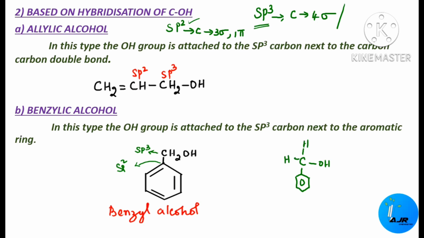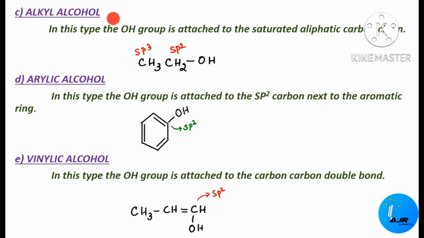Understood students? So all the bonds are sigma bonds, is it not? So this carbon is an sp3 carbon, this carbon is an sp3 carbon. In this type the OH group is attached to an sp3 carbon atom which is next to the aromatic ring. If this is the category, then we can call that benzylic alcohol. So this is benzyl alcohol. Understood students? So, next one is alkyl alcohol.